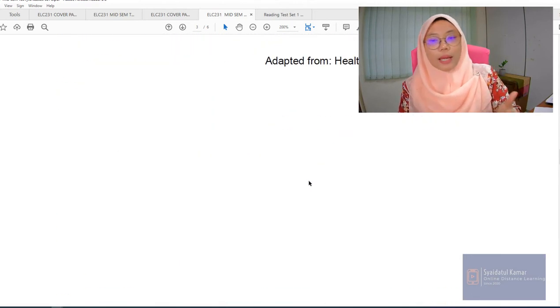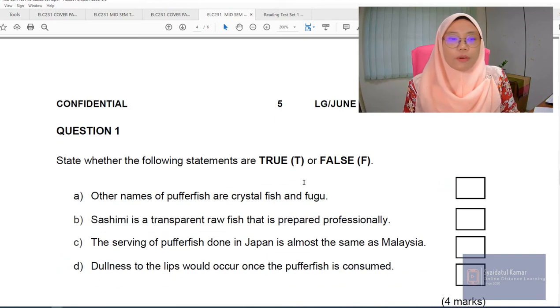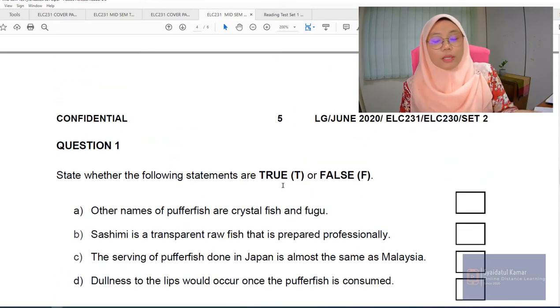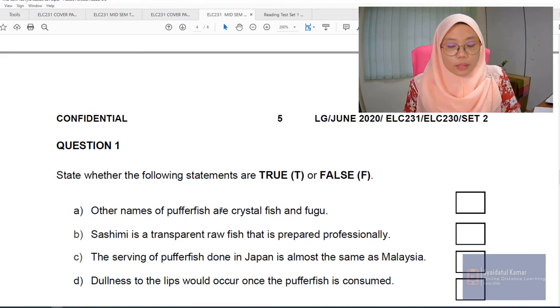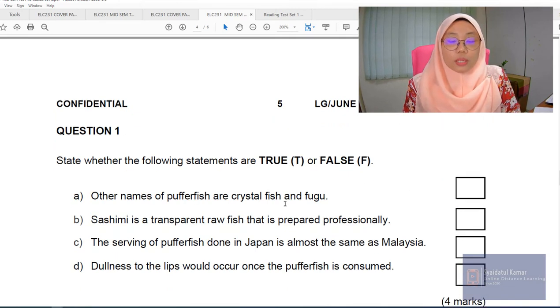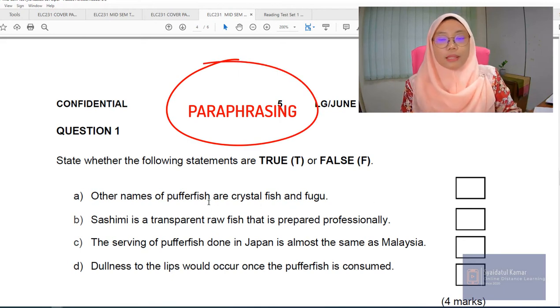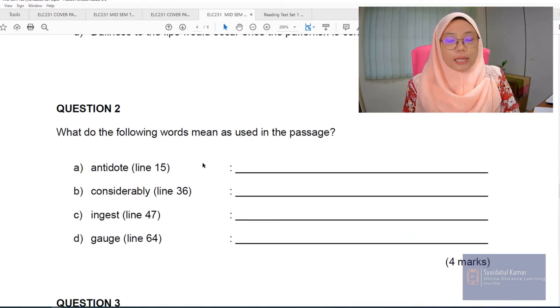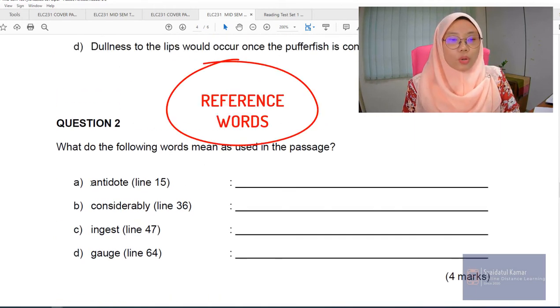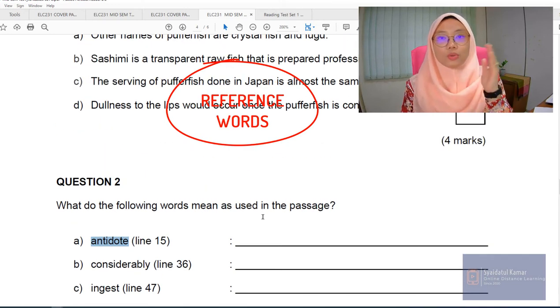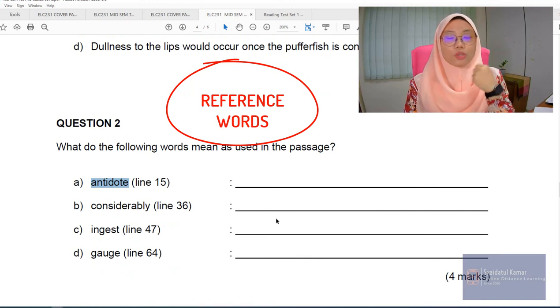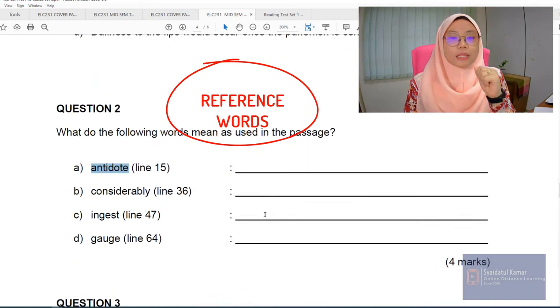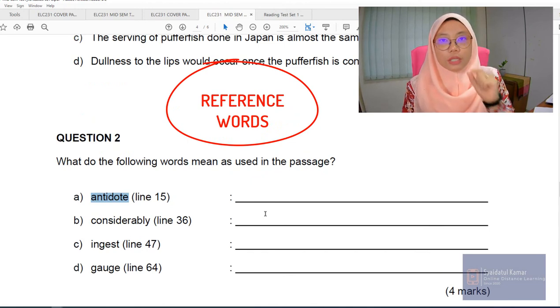Okay, so then again, you are going to read about 2 to 3 pages of article, and then first starting off with true or false question. Okay, so this is paraphrasing. They paraphrase and then they wanted to check whether you understand or not after they have paraphrased. And again, this is reference words. So as you can see here, the word antidote, considerably, ingest, gauge. What does these words mean as they are used in the passage? So your job is to provide a synonym. Okay, synonym. Do not provide dictionary definition of the word.